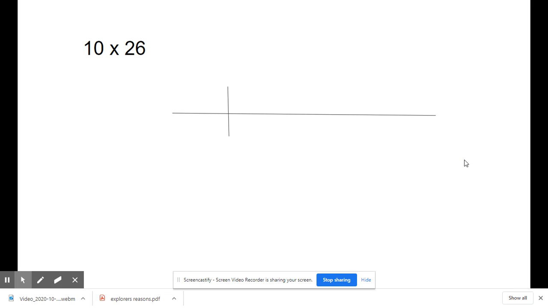First we're going to create a ratio table, because today we are going to be working with ratio tables and arrays to solve these problems. I know that 1 times 26, if I had one group of whatever it is and 26, what if I took 10 times 26? What would I get? Yes, 260.